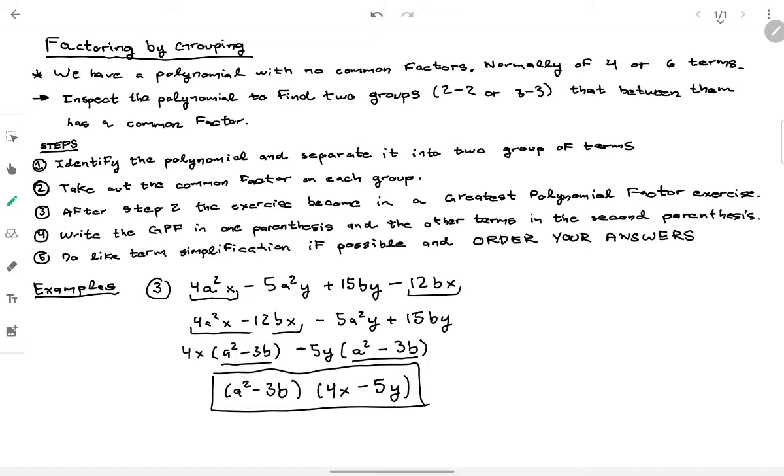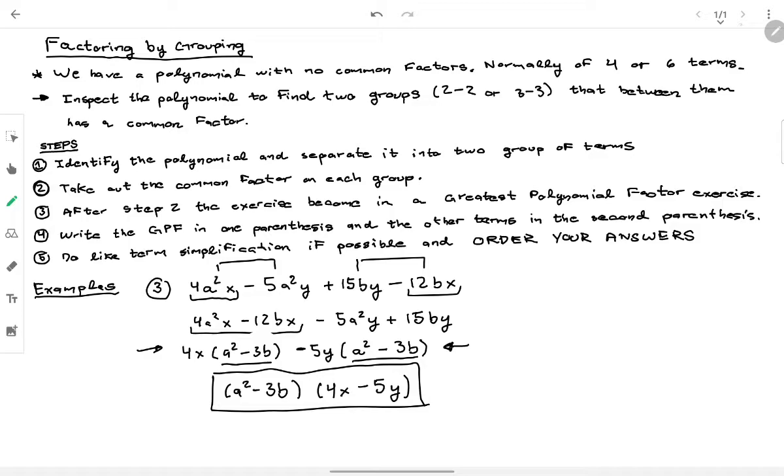So as we saw, it's only looking or creating a greatest polynomial factor exercise by grouping different types of terms. Maybe some of you can do this exercise comparing these two of them because they have a squared, and comparing these two of them because they have b. So it's up to you creating the groups that will help you to create a greatest polynomial factor exercise. That is the important part to answer this exercise.